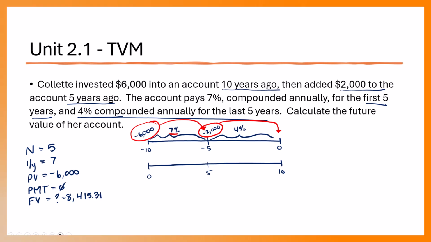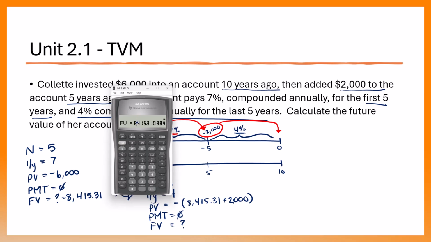Now what we're going to do is write our parameters one more time. We'll put in a 0 payment. We know that N is another 5 years. However, it's a much lower rate of 4%. For the PV, again, we're going to put a minus sign, but I'm going to take the $8,415.31 and add that new contribution deposit of $2,000 to it, put a minus sign in front of that, and then solve for the future value of the account.